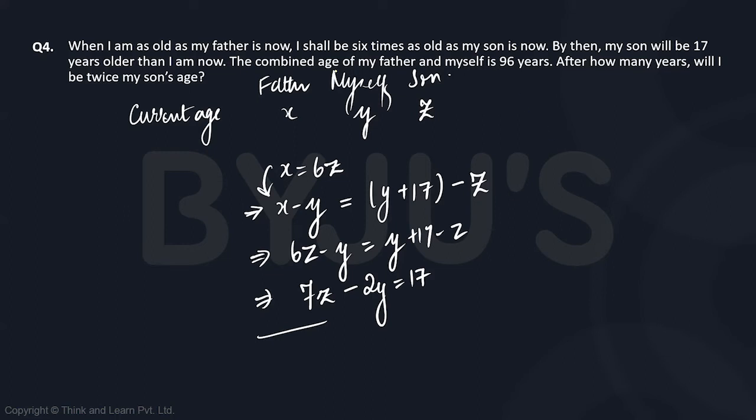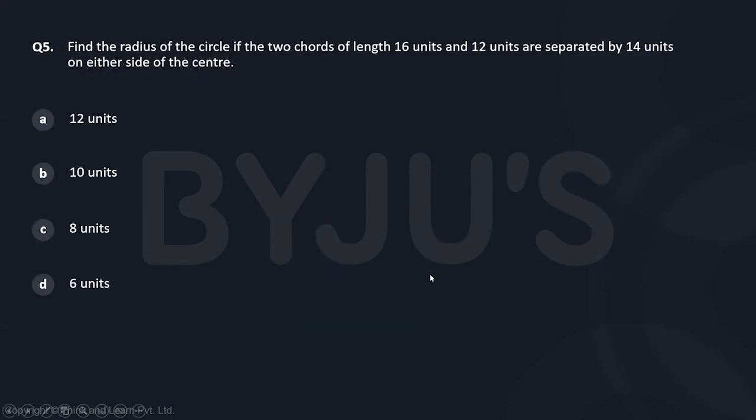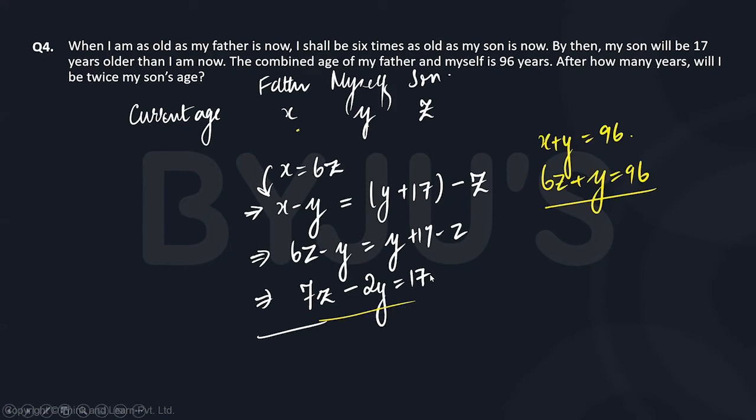Okay, the next statement says the combined age of my father and myself is 96 years. So father and myself, so that is X plus Y is 96. So we know that X is nothing but 6Z. So 6Z plus Y is equal to 96. Now we have two variables and two equations. We need to solve it. So this can be solved by doubling the second equation and adding them.